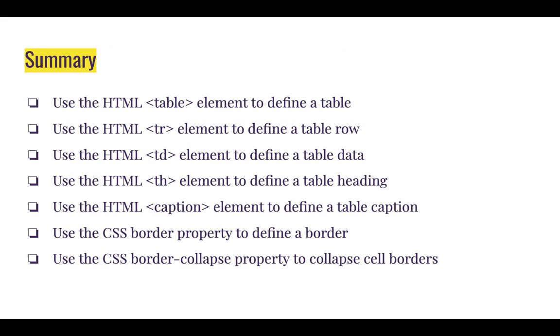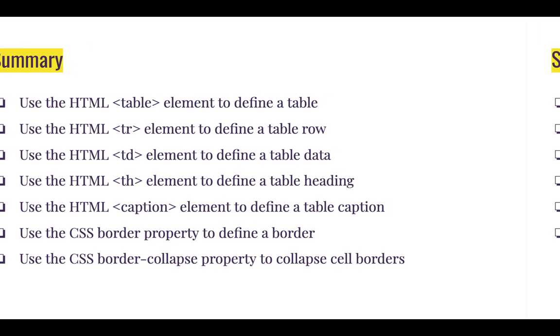In summary, you use the HTML table element to define a table. You use the HTML tr element to define a table row. You use the HTML td element to define a table data. You use the HTML th element to define a table heading. You use the HTML caption element to define a table caption. Use the CSS border property to define a border. Use the CSS border-collapse property to collapse cell borders.